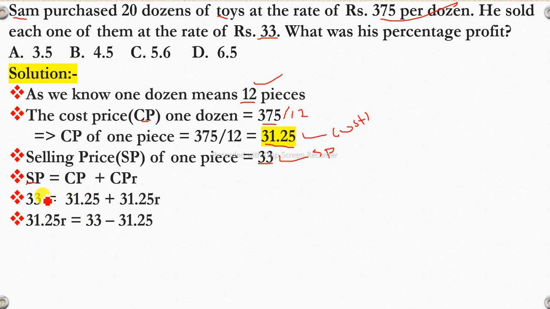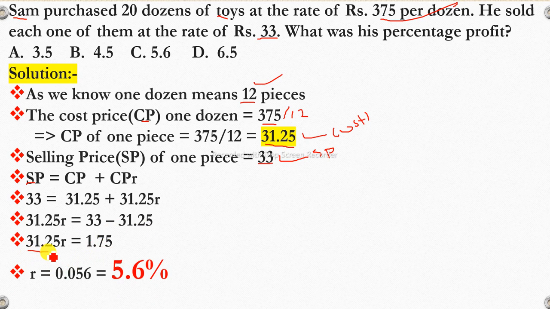subtract from 31.25. When we subtract, we get 1.75. Divide both sides by 31.25, and we get 0.056. When we convert to percentage, we get 5.6%. So our answer for this question is C, the correct alternative from the given letters. So C is the answer. This is all for this question.